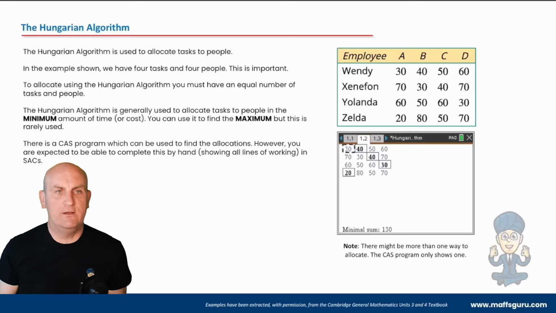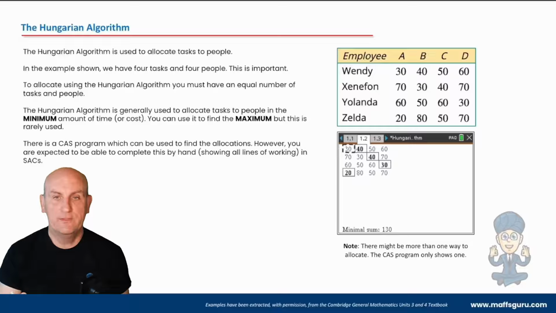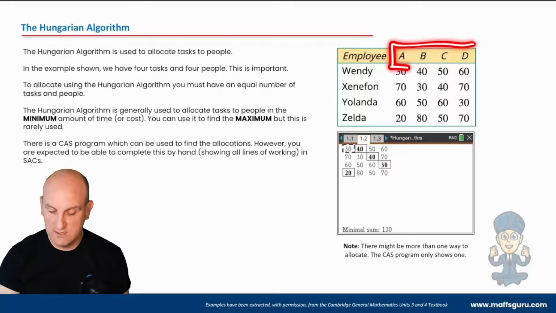It's called the Hungarian algorithm for a reason. Now, the Hungarian algorithm is basically a set of 7 steps that allow us to allocate, in this situation, 4 employees to 4 tasks.